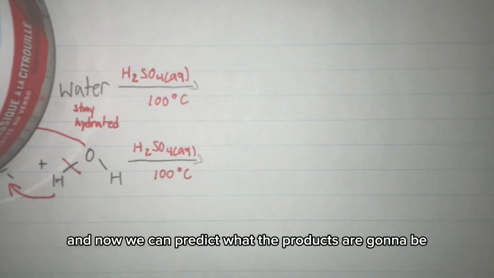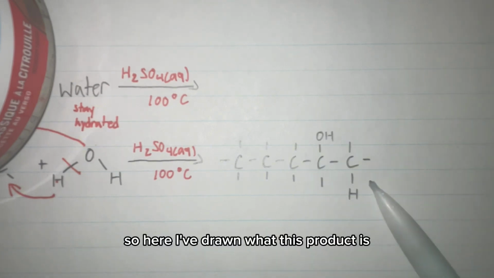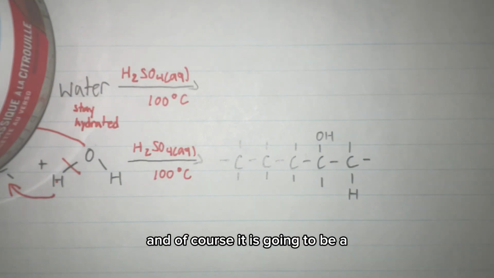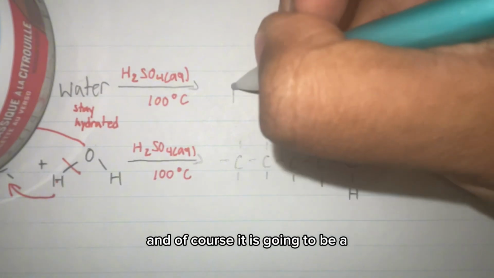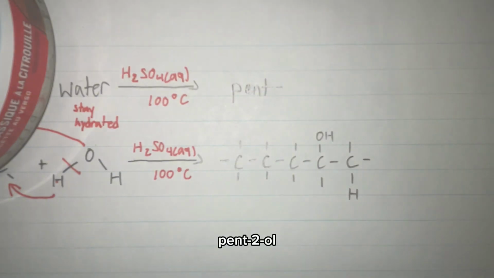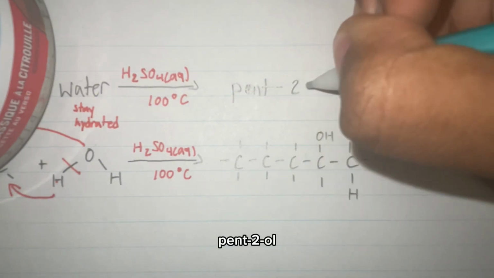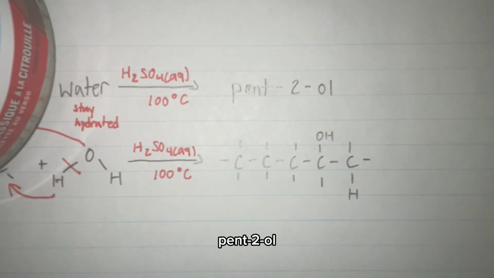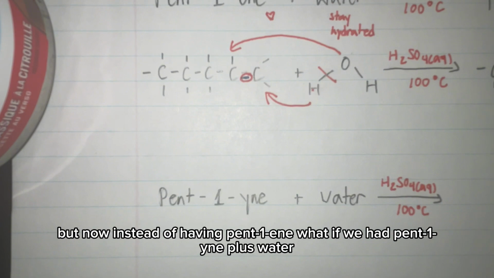And now we can predict what the products are gonna be. So here I've drawn what this product is, and of course it is going to be a pentan-2-ol as such. But now instead of having pent-1-ene, what if we had pent-1-yne plus water?